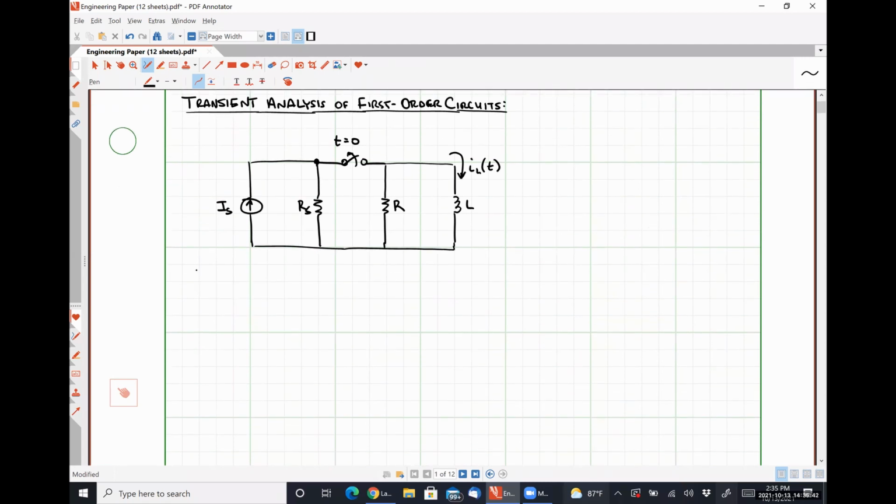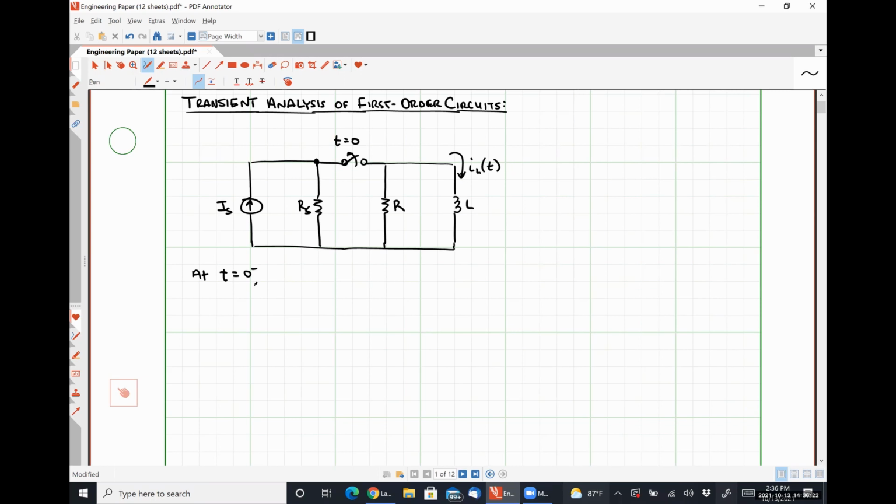So let's look at what's going on at t is equal to 0 minus. So let me start by asking you guys, do you understand what I mean by t is equal to 0 minus? Anybody have a thought? The moment right before 0, which in this case is the moment right before the switch opens up. So effectively, from t is equal to negative infinity all the way up to 0 minus, this is a DC circuit, right? That switch is closed.